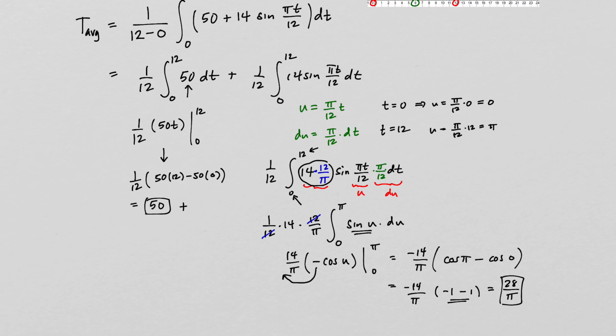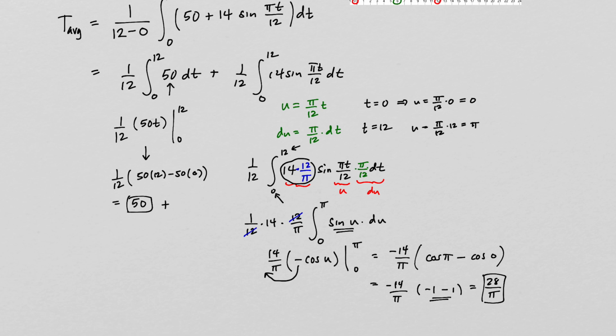So the average value of the function is 50 plus 28 over pi. So the average temperature is 50 plus 28 over pi, and then we can plug that into a calculator to get an approximation. And this approximation is 58.9 degrees Fahrenheit. And so that gives an average temperature.